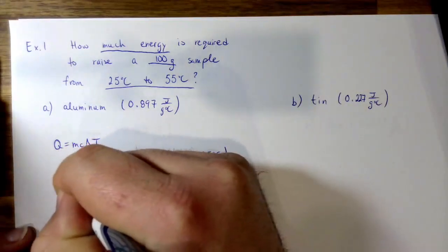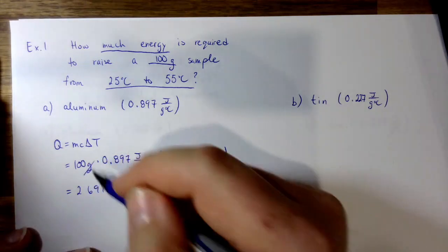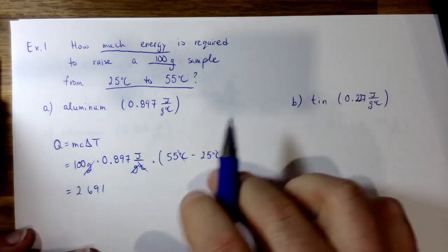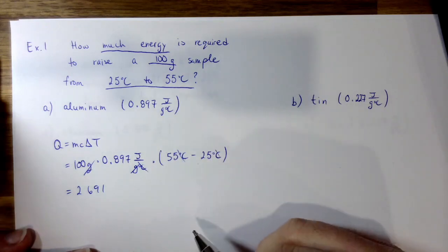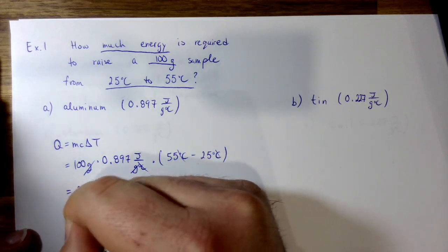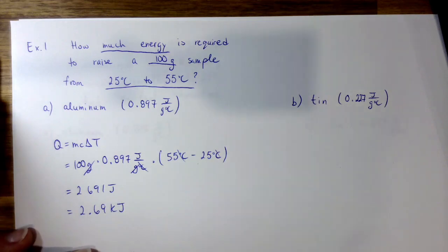Okay, so that's 2,691. If we look at the units, grams cancel grams, and these Celsius are going to cancel the Celsius in this bracket, as it's going to be one big Celsius. So I'm left with joules. Often it will ask me to report these in kilojoules. I should be confident with those unit conversions.